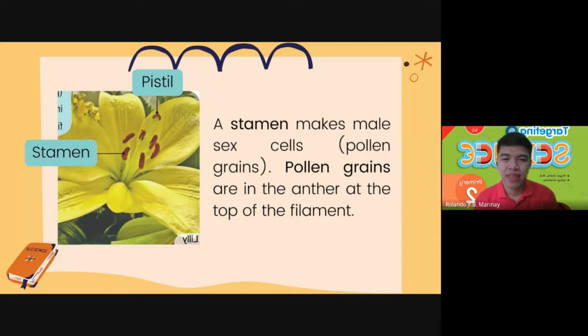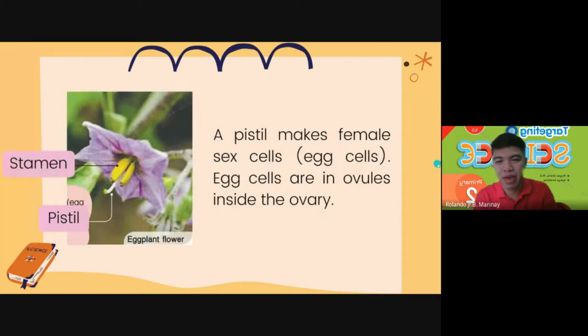We have the stamen, and the stamen is a boy. It makes male sex cells. So in the flowers, there's like boy and girl. The boy part is the stamen. Remember, stamen is a boy or male.